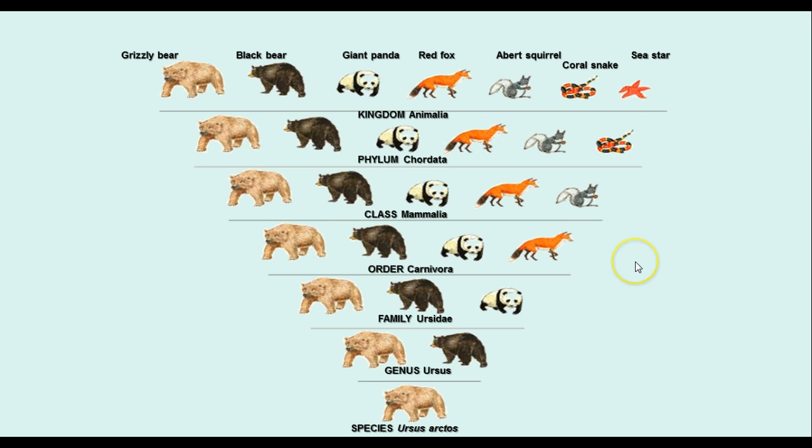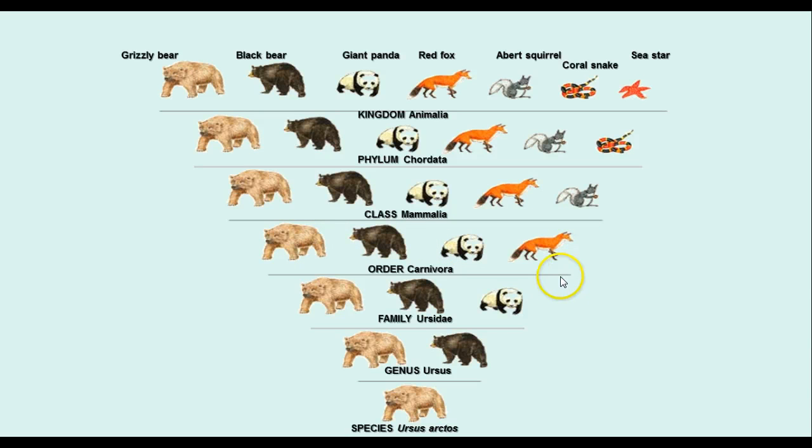Next, we have an order. The order is an even smaller category that includes organisms that share certain characteristics. In the case of Carnivora, it used to have more to do with the teeth, with what they ate, but now we talk more about the shape of their teeth and their ancestry. And so all of these are classified in order Carnivora. Yes, bears in general are omnivorous, but they're in order Carnivora because of the shape of their skull and their teeth. And so we have here the grizzly bear, the black bear, the panda, and the fox.